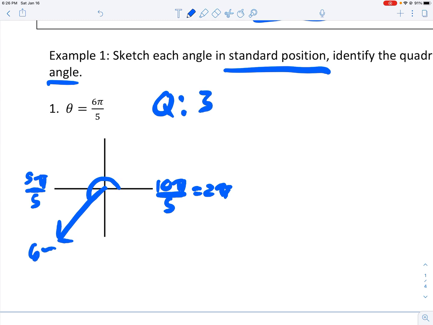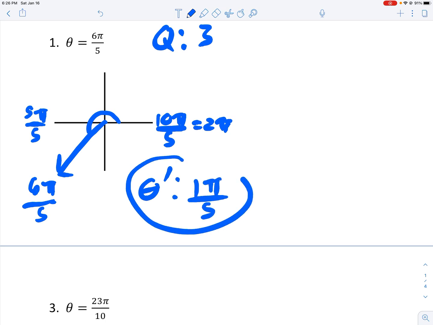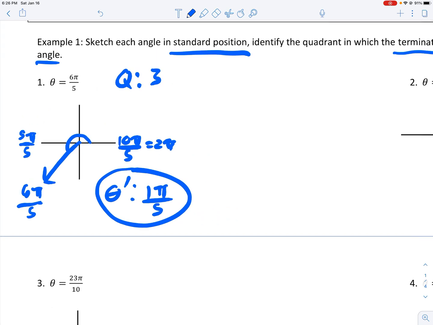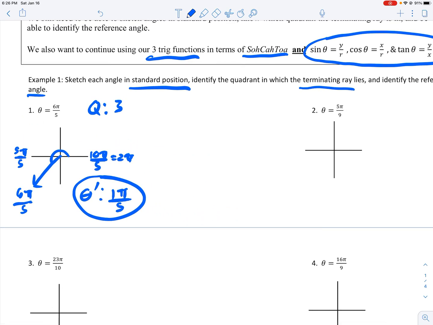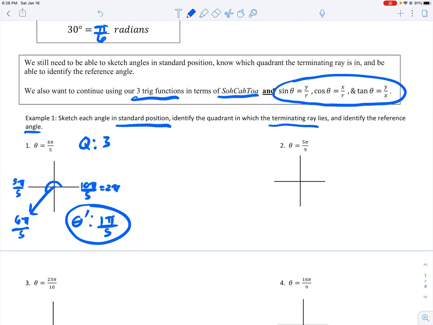This is 6 pi over 5. How much are you past 5 pi? You are 1 pi over 5 past. So the reference angle is pi over 5. And what you're going to start to see is when we do this, it's always going to be pi over 3, pi over 4, pi over 6, because it's going to be 30 degrees, 60 degrees, 45.